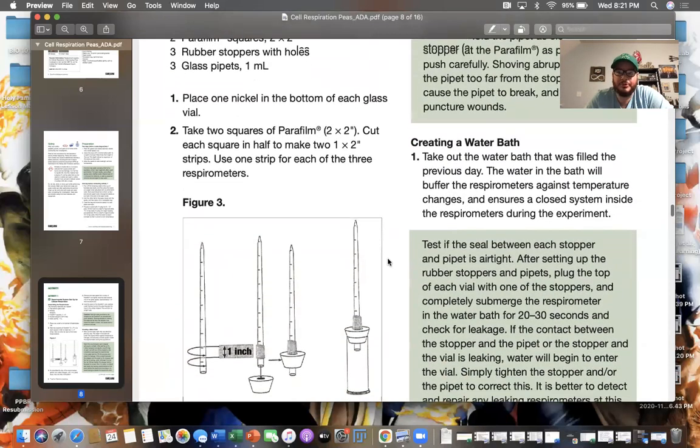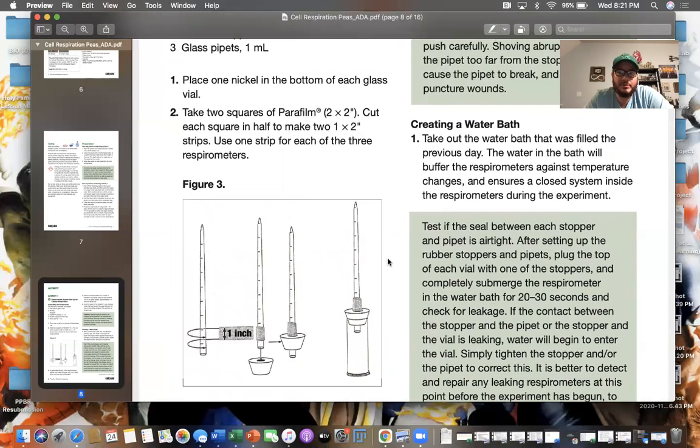All right. So let's just jump right into it. Place 1 nickel in the bottom of each of the glass vials. So if you're using a nickel, they should fit perfectly. I don't know why you couldn't use a dime if you don't have a nickel, but a quarter won't fit.